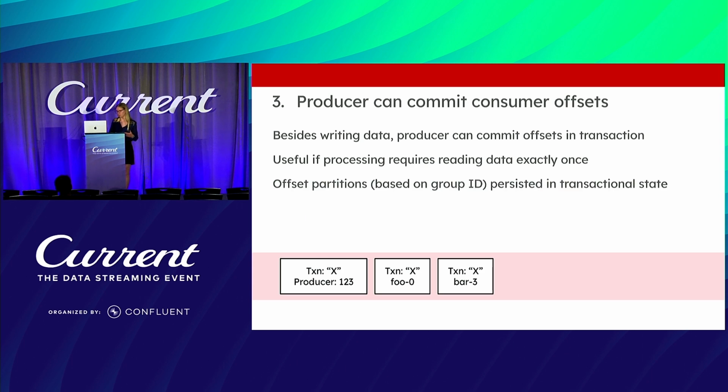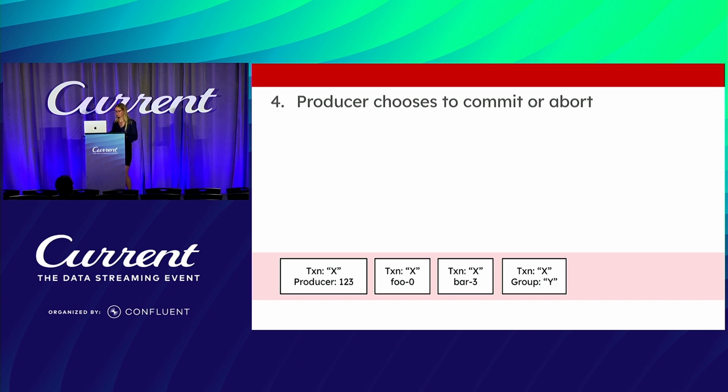The offset partitions that are based on the group ID of whatever group you want to commit offsets for are also persisted in the transactional state. So in this example, I'm showing transaction X has some offset commit for group Y. In the state, it will actually share whatever that consumer offset partition is, but for simplicity of this diagram, we can view it like this.